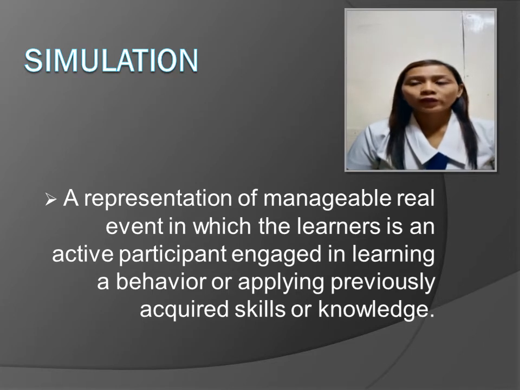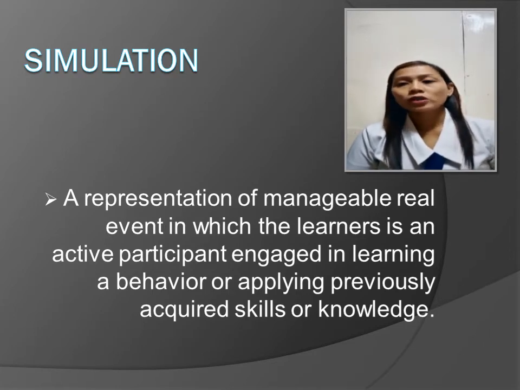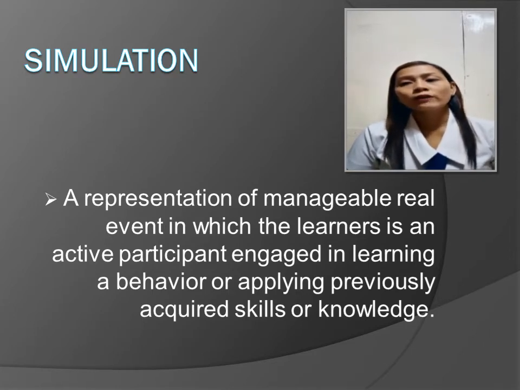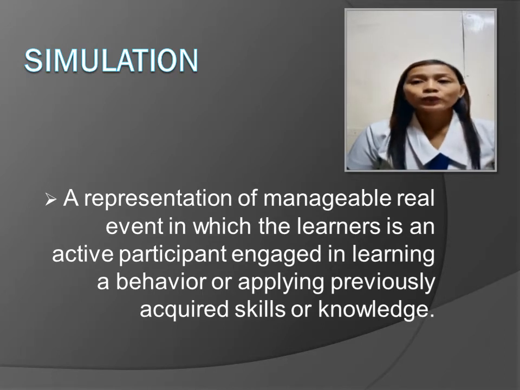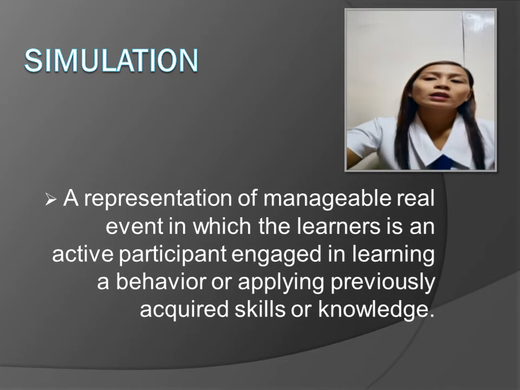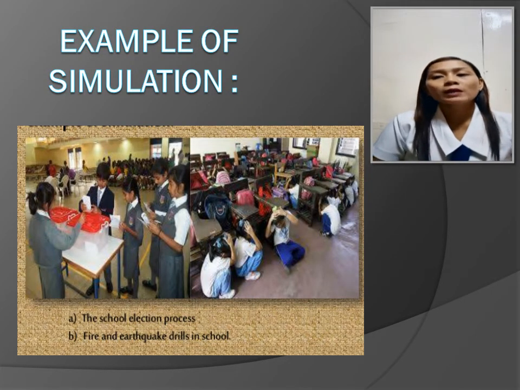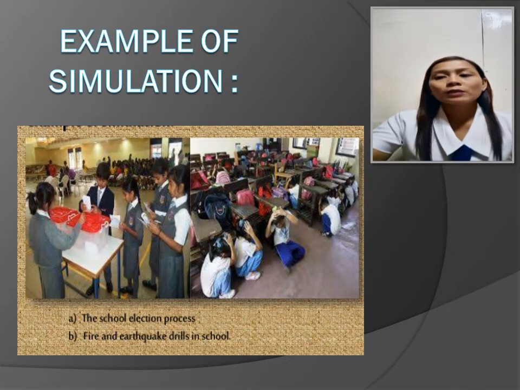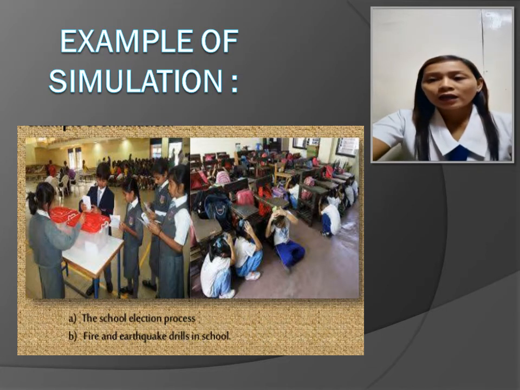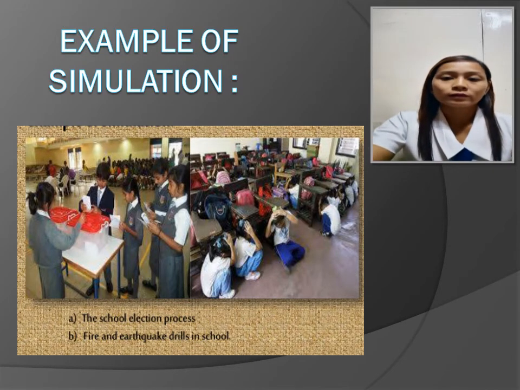Another type of contrived experience is simulation. It is a representation of a manageable real event in which the learner is an active participant, engaged in learning a behavior or applying previously acquired skills or knowledge. So, here is an example of simulation. As you can see in the picture, the activities shown are the school election process, and fire and earthquake drills in school.